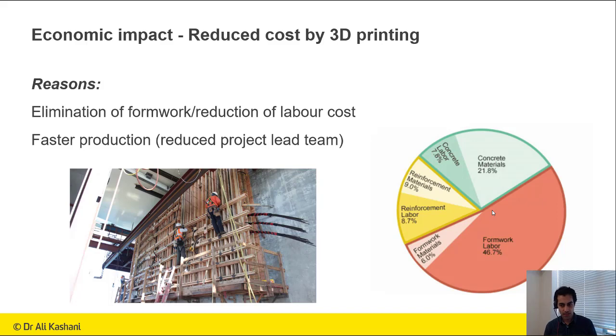So if you look at the concrete structures, and very easy formwork, rectangular one, even for that, including labor and material, almost 50% of the cost is that. So, and 3D printing doesn't require any formwork. So that's almost 50% of the cost element, it can be removed.